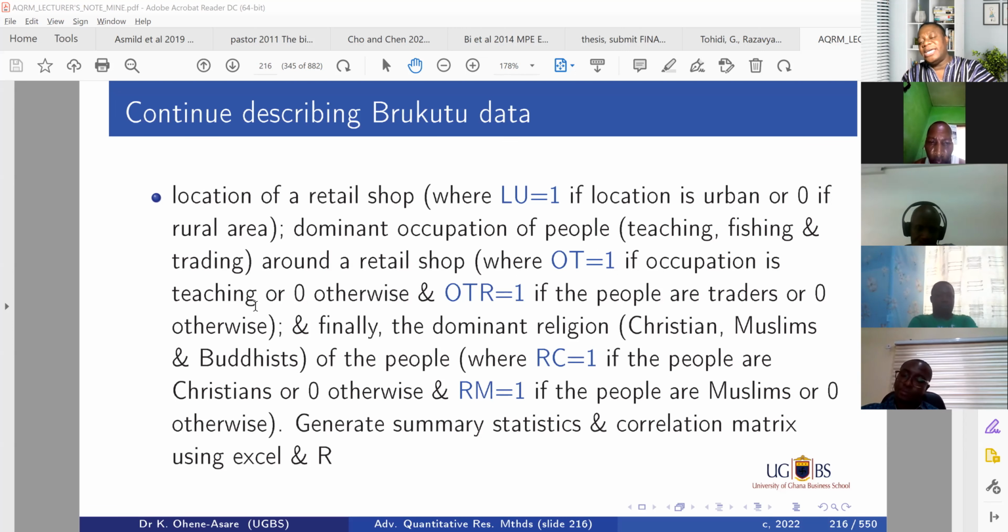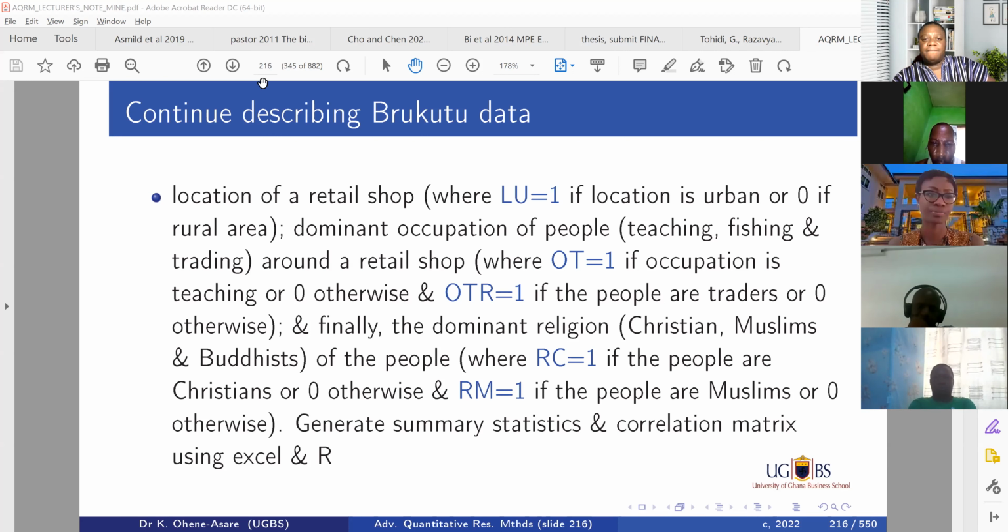Now, do you realize that in all cases, one of the levels of the dummy is omitted? Do you realize that? So in the location, one was omitted. Which one was a 0 otherwise in the first one, in the location? Which one was the 0? Yes, Isaac.